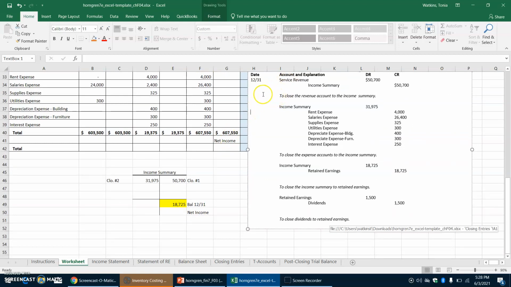This is step number 1, close revenue account to the income summary. The journal entry is above the explanation. Step 2, close expense account to income summary. The journal entry is above that explanation. To close the income summary to retained earnings, again, the journal entry is above that explanation. And to close dividends directly to retained earnings, that journal entry is directly above that explanation.